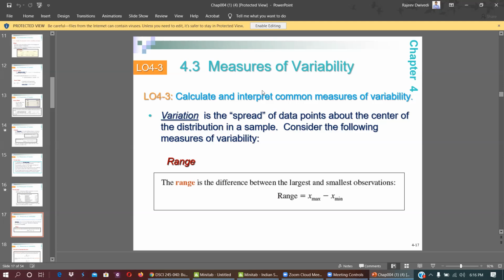So what is the range in variation? How is the data spread? Very simple. What is the age of my class students? Somebody is 20 years old, somebody is 27, 29. So what is the range? From 29 to 20, it's 9 years. That is the range of my class students in terms of age. So this is called, the first thing in variability, range. How big is the range? How long is the data spread? So that is variability.